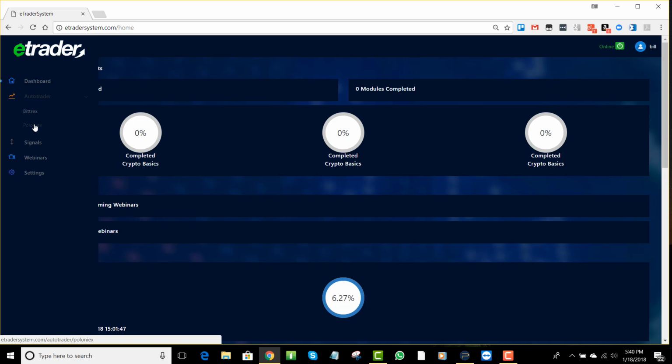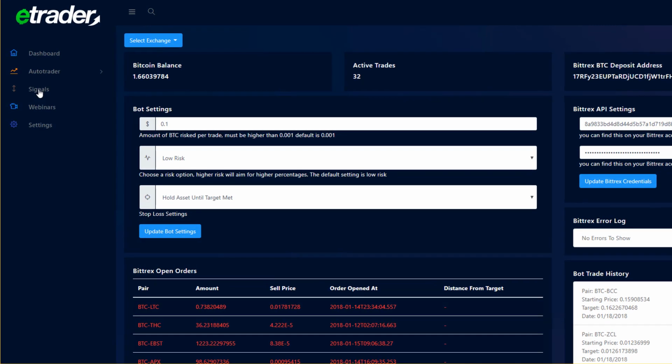That's interesting, and they do plan on adding a number more exchanges, the ones that have good APIs. But let's take a look at Bittrex here, because this is the one that I'm linked up with right now and using regularly. Here you see the Bitcoin balance in the account. I'm currently involved in 32 active trades.